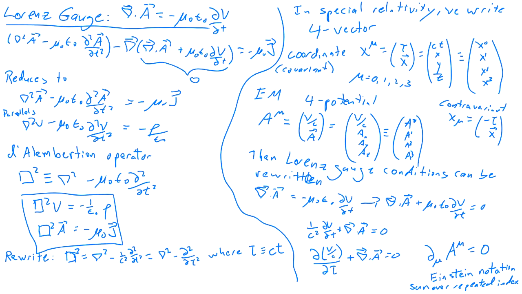So in addition, we can write out a four-current. I'm going to write this as J^μ. It's equal to ρc times J, the vector, which we could write as ρc, J_x, J_y, J_z.